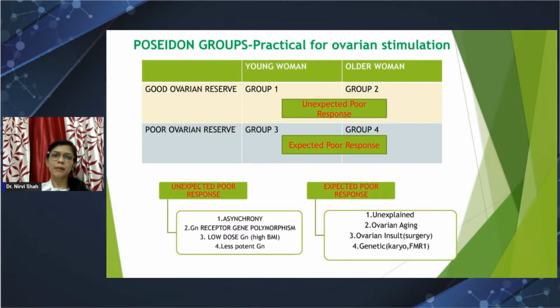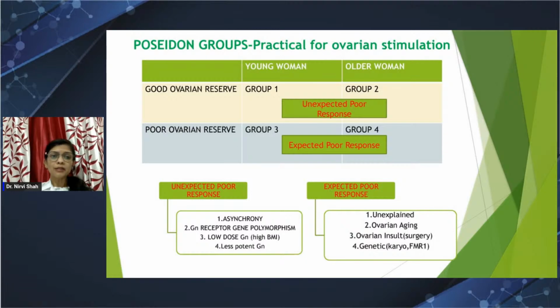So here is a table of what I just spoke about: good ovarian reserve and younger woman is group 1, and group 2 is an older woman with a good ovarian reserve. However, they have an unexpected poor response in spite of a good ovarian reserve. Now, what could be the reasons for the unexpected poor response? One of the most important things is asynchrony, that is follicular asynchronization.